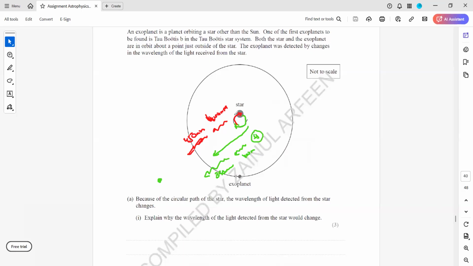So the change in the wavelength due to the motion of a star towards or away, we call that the Doppler effect. Is this one clear?